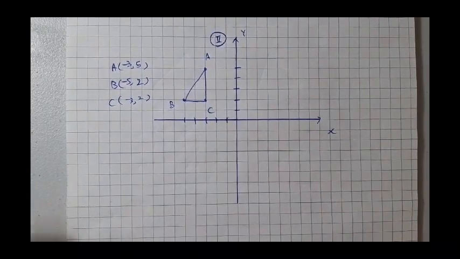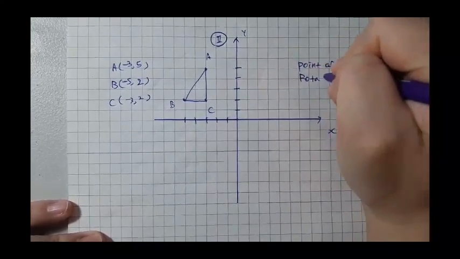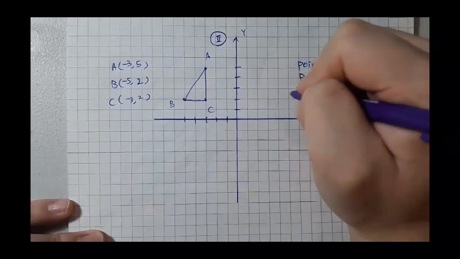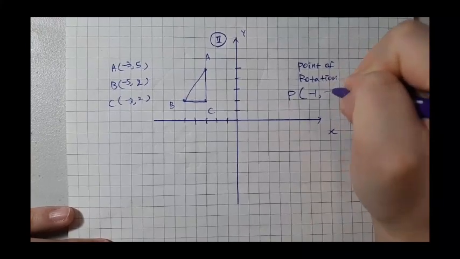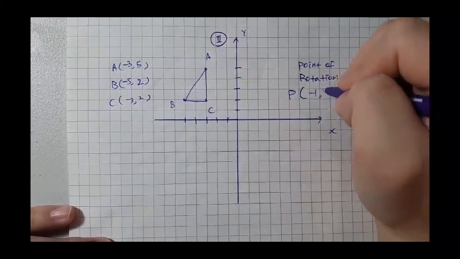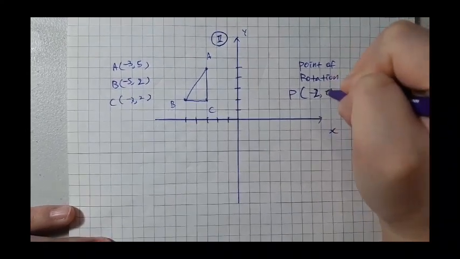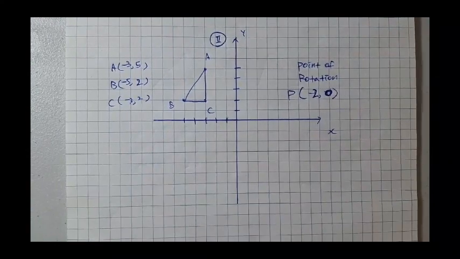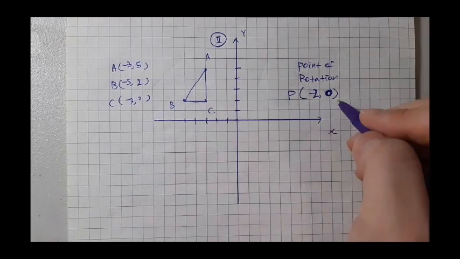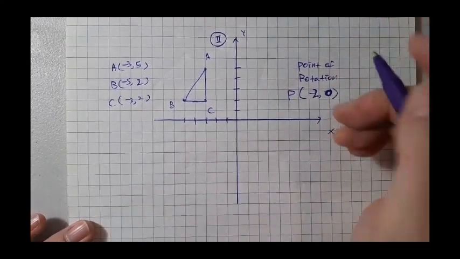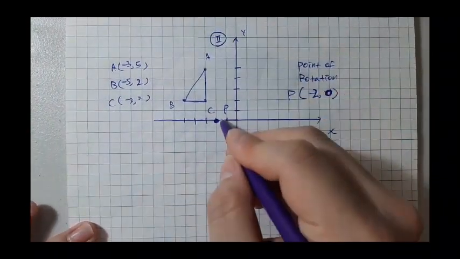Now, let's say my point of rotation, P, is at, let's make it easy enough, negative 2 and 0. It's easy but challenging just a little bit, because I found that when it comes to 0, some people get confused because that means it's along the axis. In this case, negative 2 and 0 means it's located over here, the point of rotation.